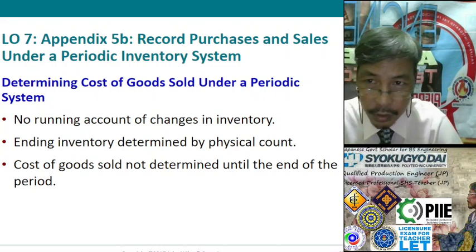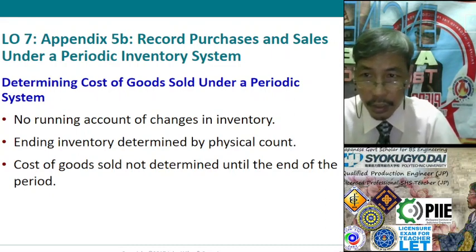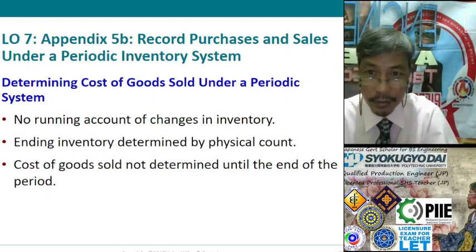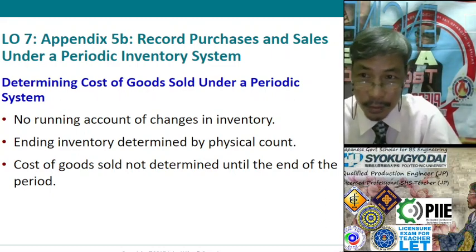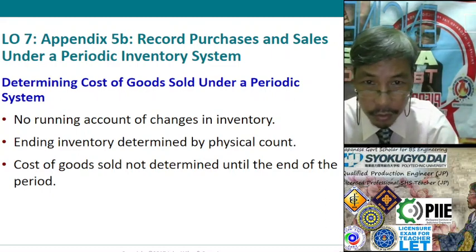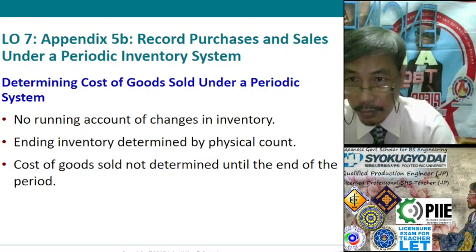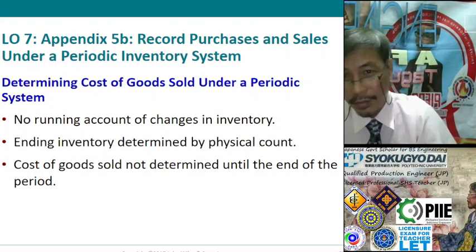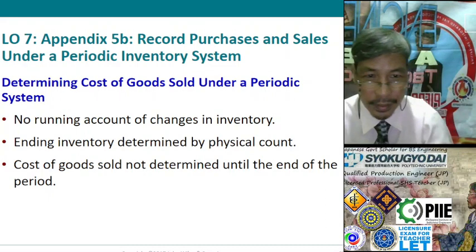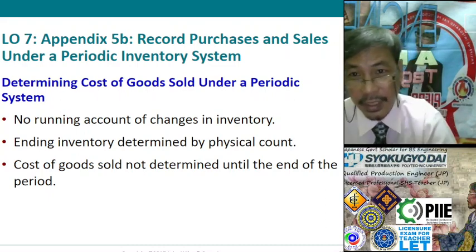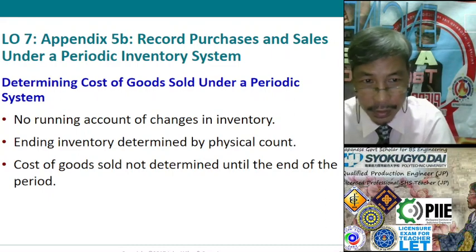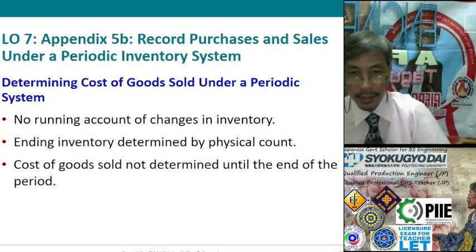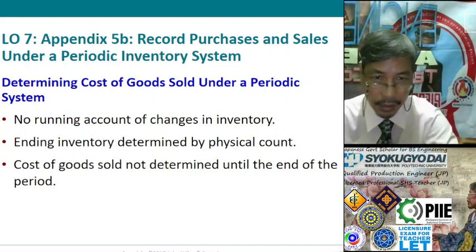Let's take a look at Lesson 7, recording purchases and sales under the other type of inventory system, which is called periodic. We already discussed what is perpetual. So let us take a look. Determining cost of goods sold under periodic system. No running account of changes in inventory. We have a beginning and ending inventory determined by physical counting. Cost of goods sold is not determined until the end of the period. We still have to compute the cost of goods sold, but at the far end. So just running the account.